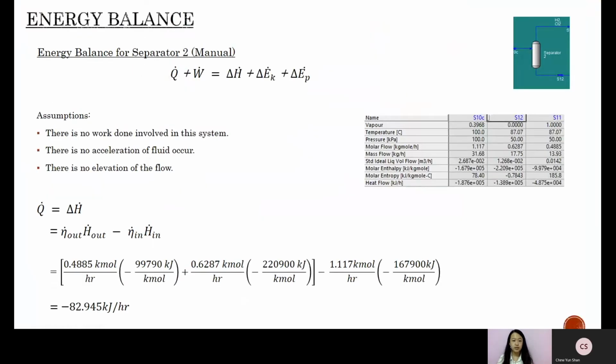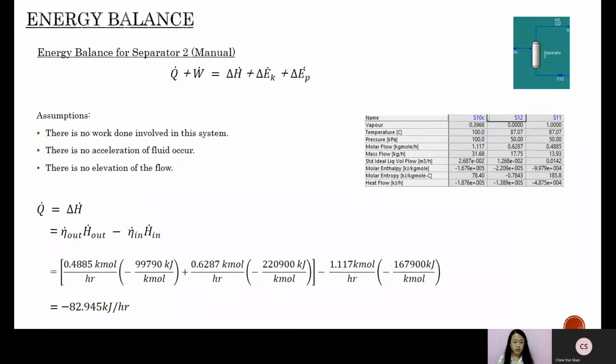For the energy balance, we calculate from the equation Q plus W equals enthalpy plus kinetic energies plus potential energies. We assume there is no work involved in the system, there is no acceleration of fluid, and there is no elevation of the flow. So if we cancel out the terms, we will get Q equals enthalpy, which equals molar flow times molar enthalpy.